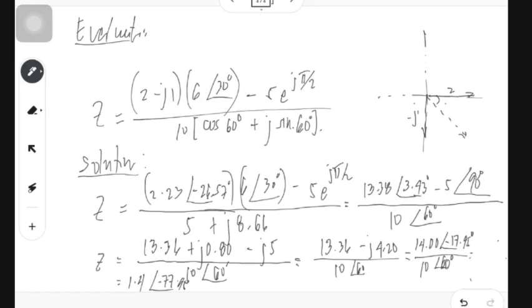Hindi ba mas mabilis, saka maliit ang chance na magkamali kayo, unless mali yung input quantity. But if everything is correct, definitely you will have the same answer. What about the rest?